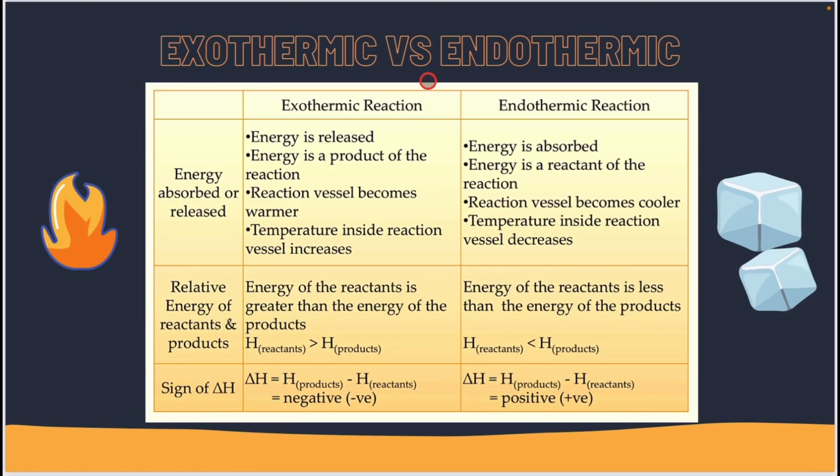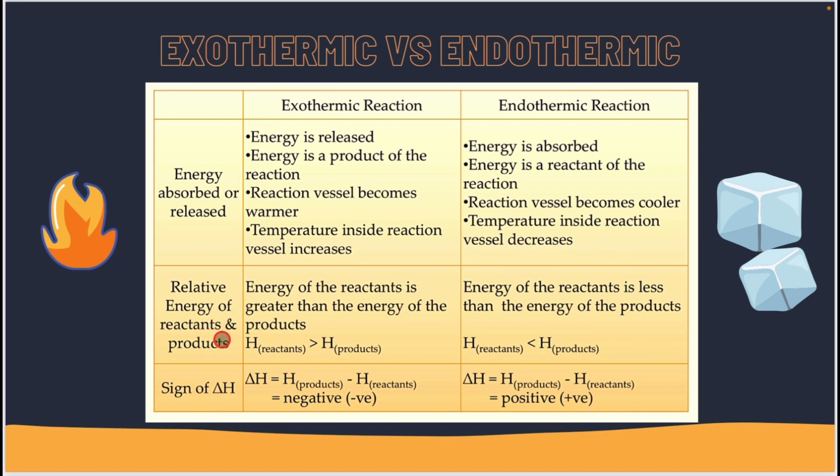The difference between exothermic and endothermic, for the energy absorbed or released: energy is released for the exothermic reaction. Energy is a product of the reaction. The reaction vessel becomes warmer. The temperature inside the reaction vessel increases. For an endothermic reaction, energy is absorbed. Energy is a reactant of the reaction. The reaction vessel becomes cooler. The temperature inside the reaction vessel decreases.